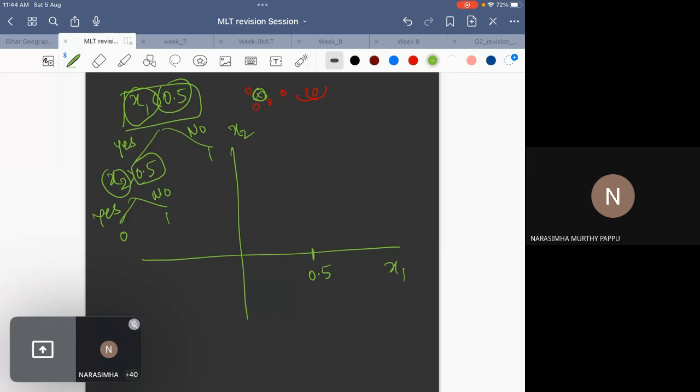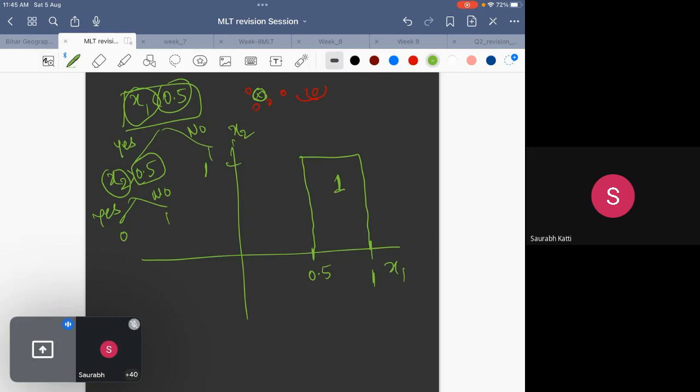Okay. The first case was x1 less than 0.5, and if x1 is greater than 0.5, that has already been classified as something, right? From 0 to 1, it's already classified. So this you can classify. For example, this is 1. This is already classified as label 1. Correct? Yes. Is it correct or not? Yes, see.